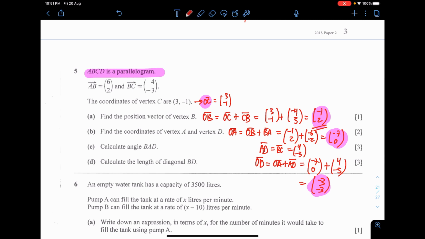Okay, so let's try to sketch a little bit of this. Point A is negative 7, 0, so it's quite far away. Point B is negative 1, 2. And then point D is negative 3, negative 3. So they want BAD, this angle here. Okay, let's connect B to A and then A to D. You are looking for this angle BAD, the entire angle.